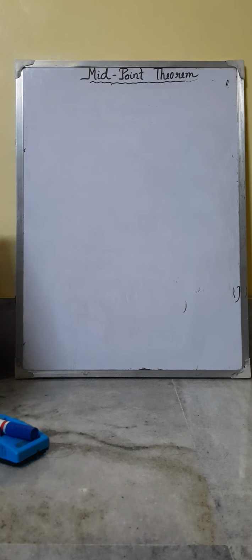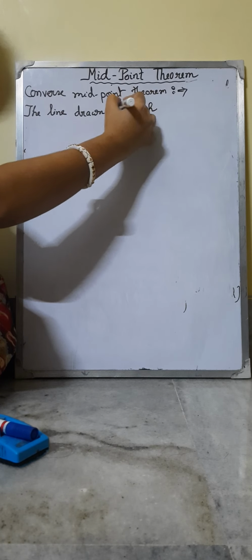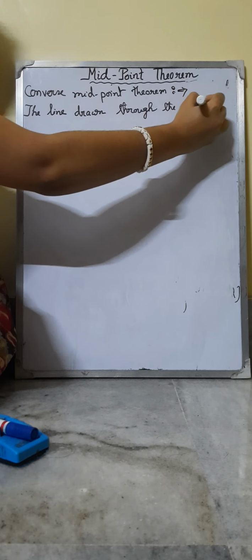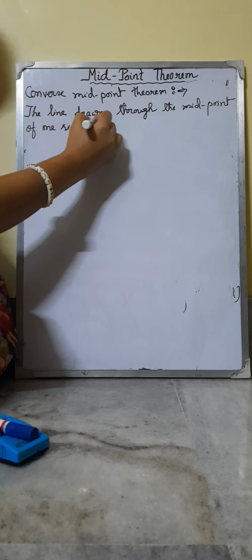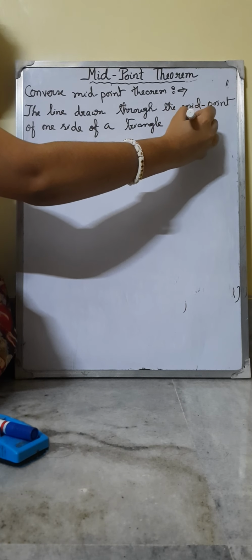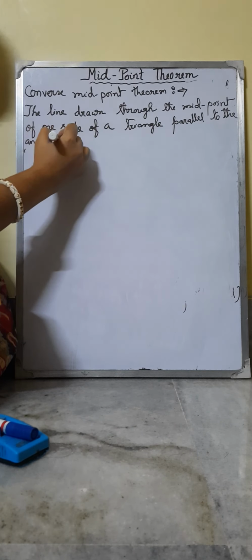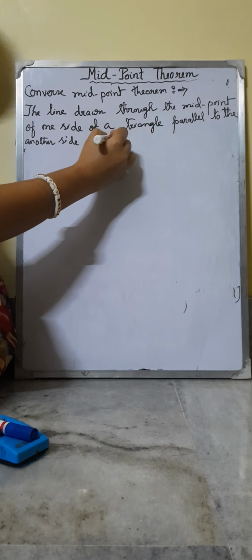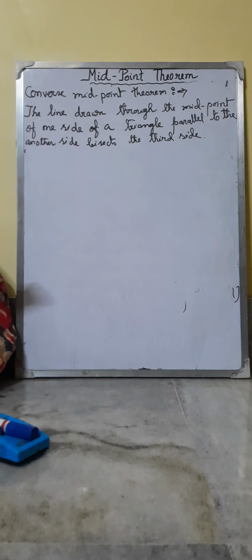Midpoint theorem. The theorem is what? The line drawn through the midpoint of one side of a triangle parallel to another side bisects the third side. What is the meaning of that?